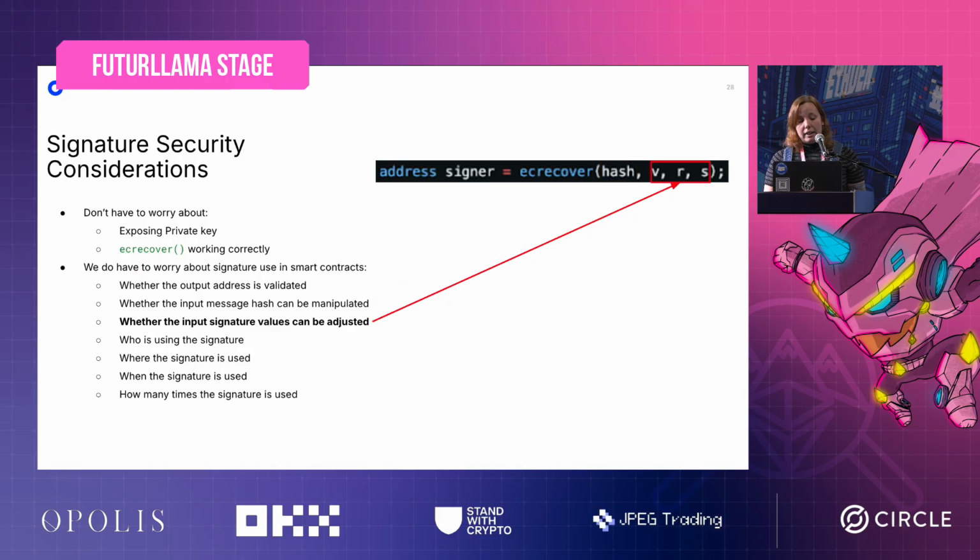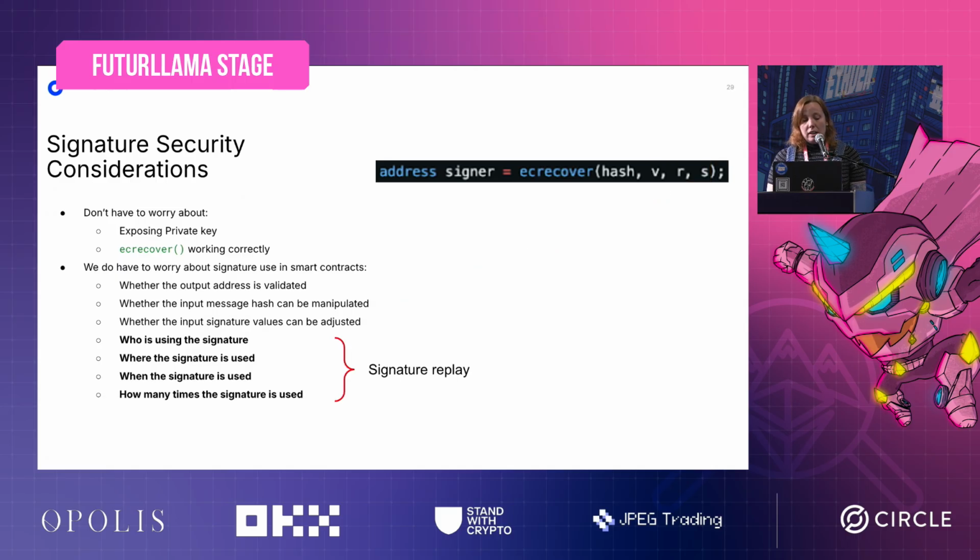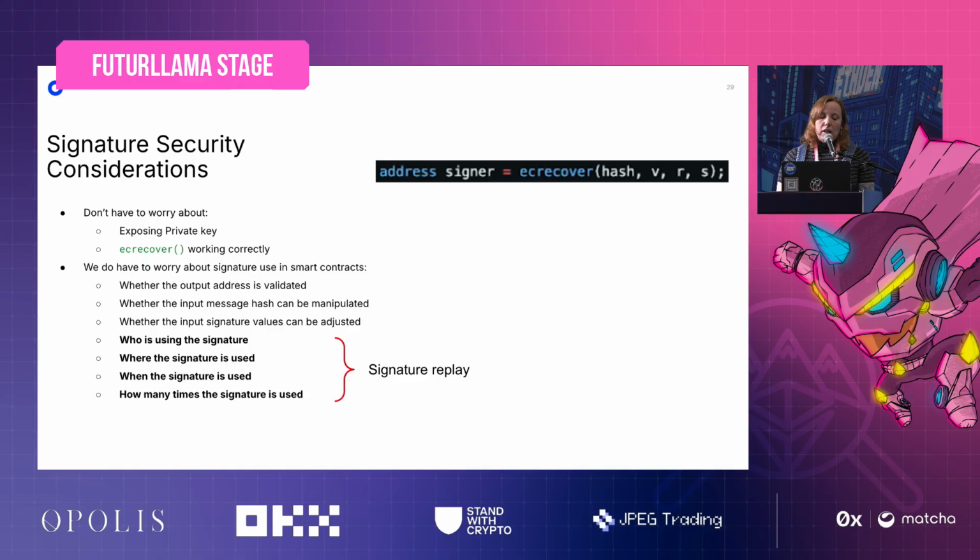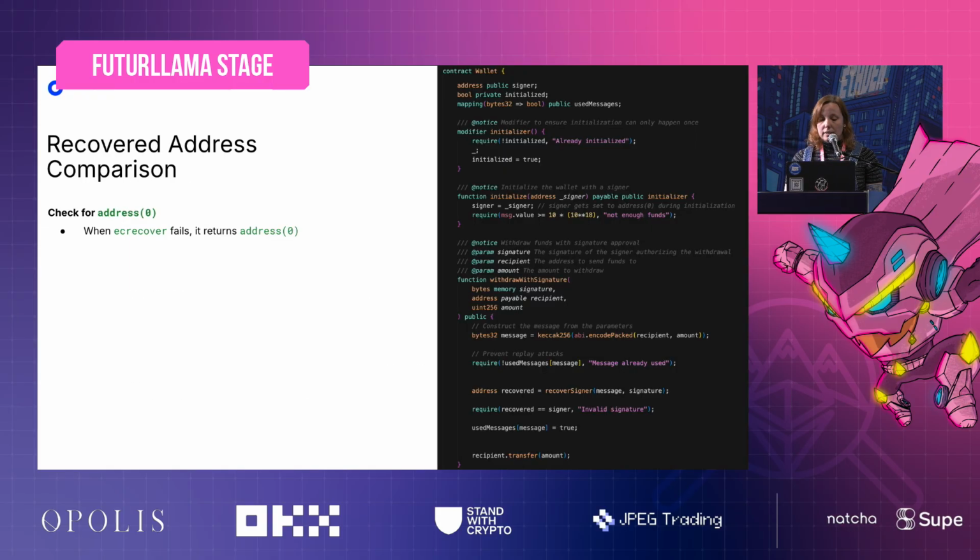And we have a signature that we want to make sure can't be adjusted. And then beyond that, context plays a super important role. You want to make sure you are qualifying who can use the signature, where it can be used, and how many times it can be used, for instance. So let's get into this.